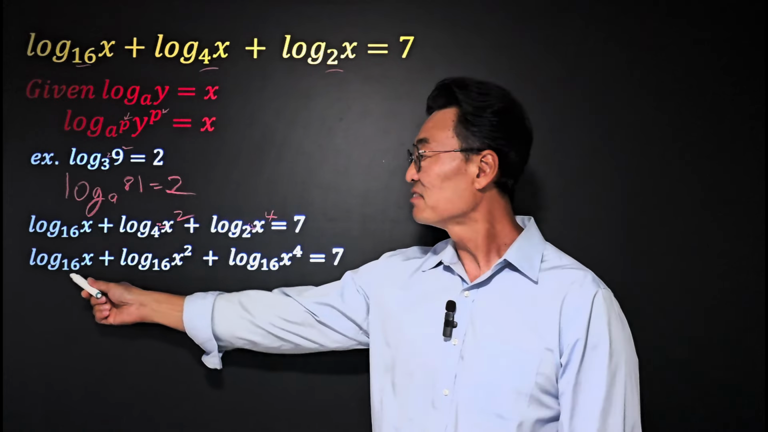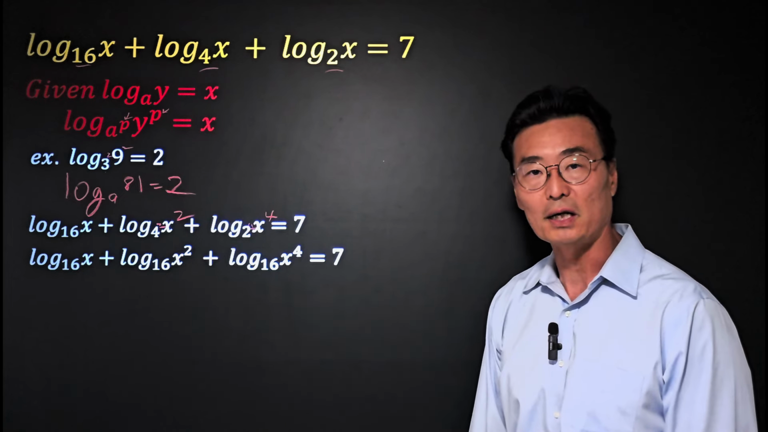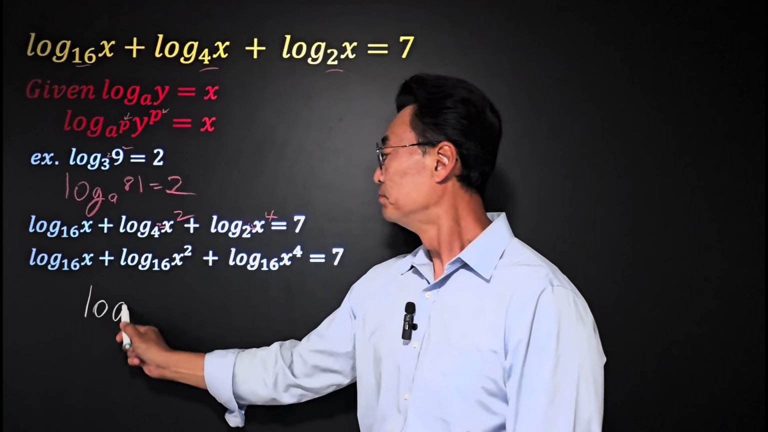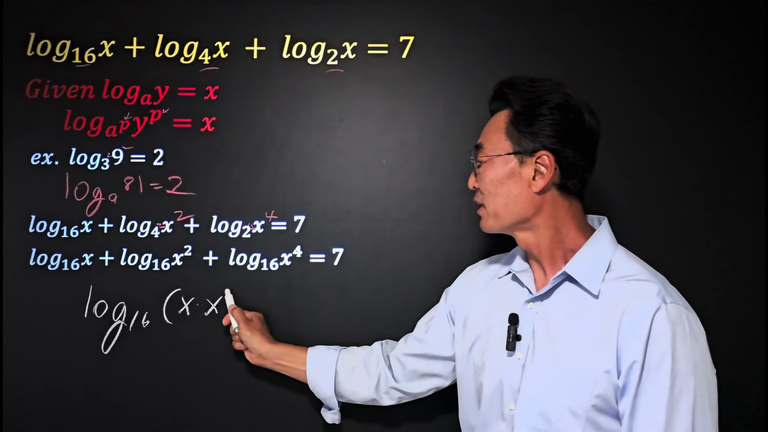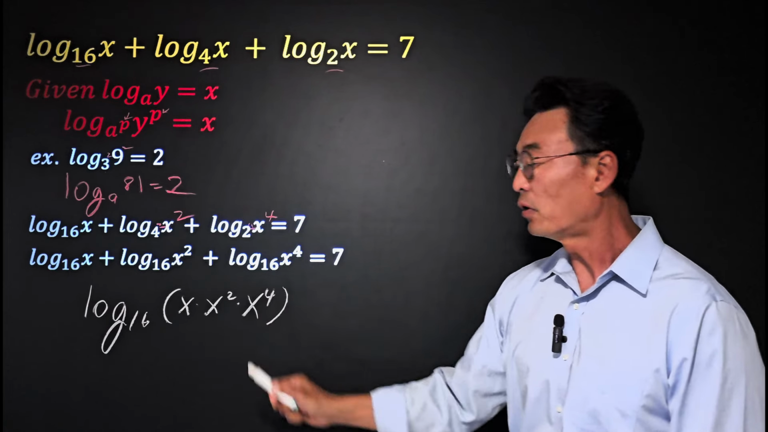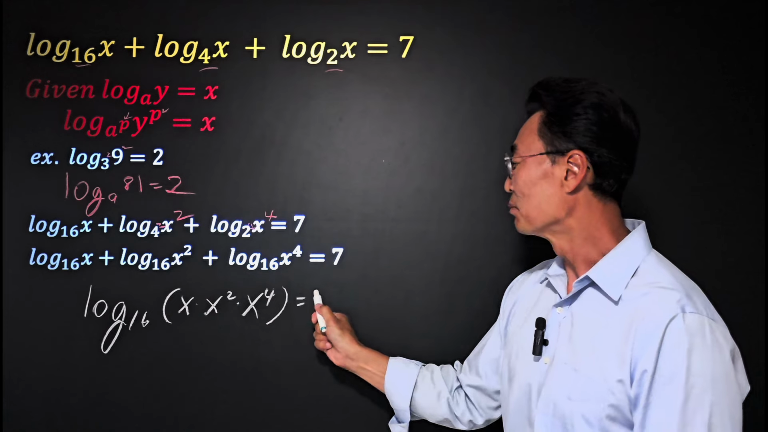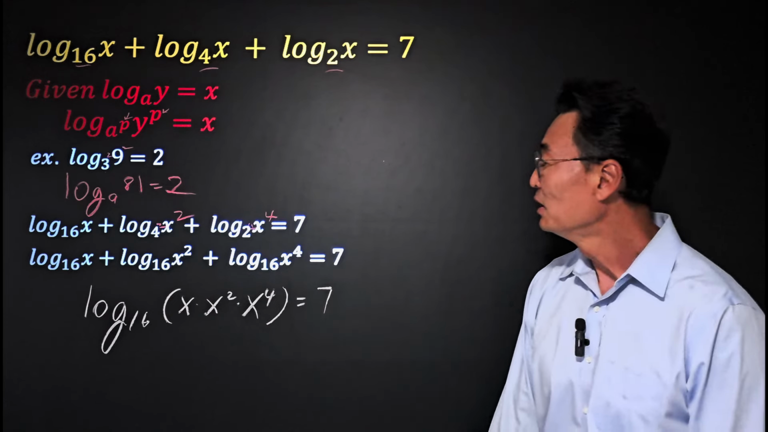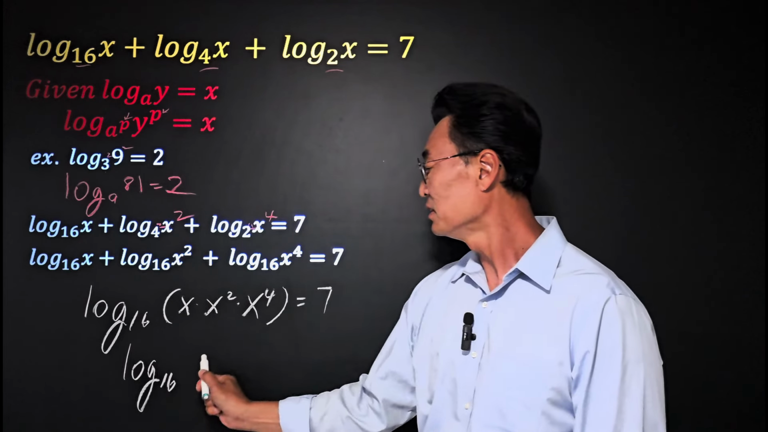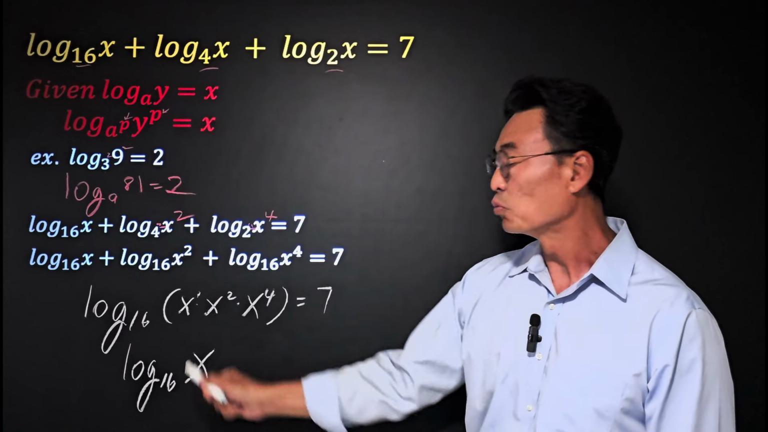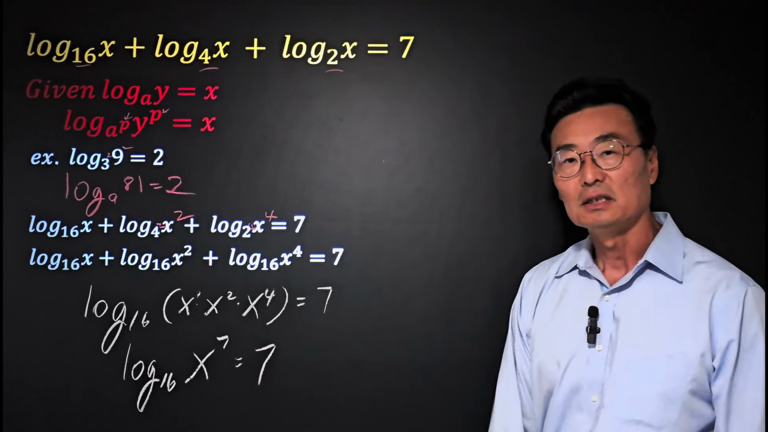Now that the bases are the same for all three, we're able to combine the three log expressions into one. And the rule is, we multiply the x, x squared, and x to the 4th when we have three logs added to each other. And I'm going to set that equal to 7. And if I go ahead and simplify this, I have log base 16 of x to the, this is 1. We add the exponents 1, 2, and 4, so we end up getting a 7, equals 7.